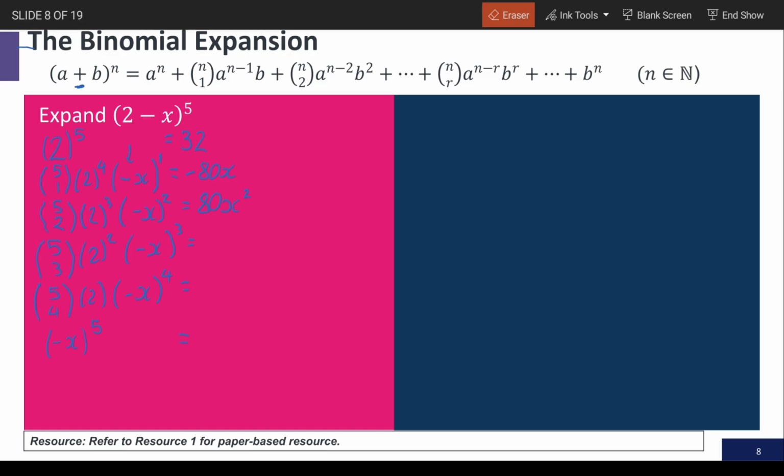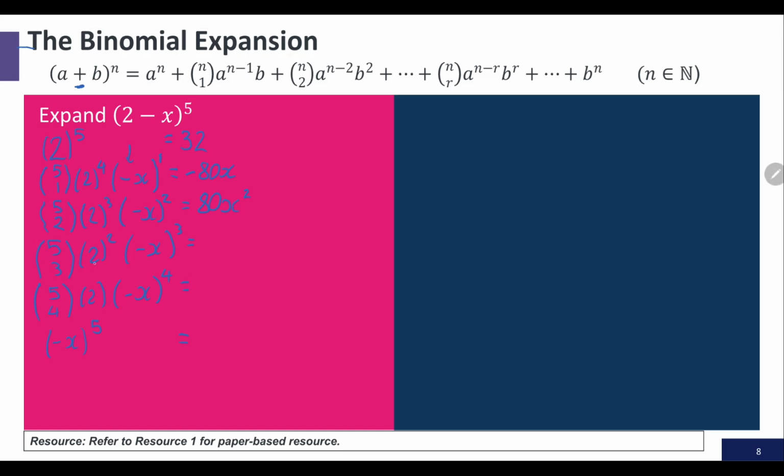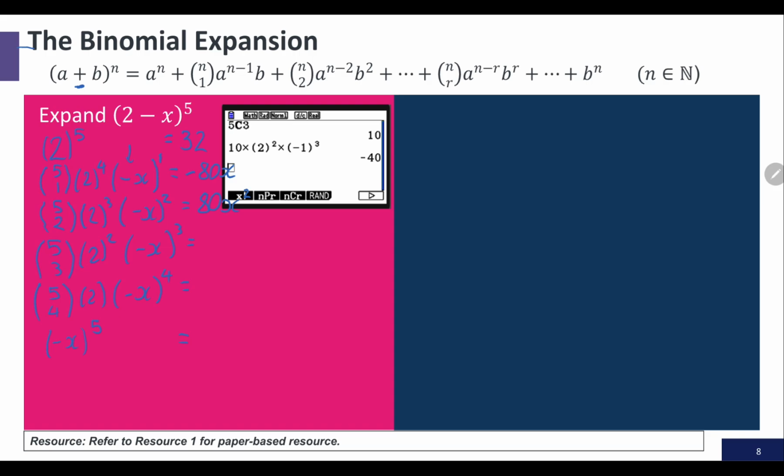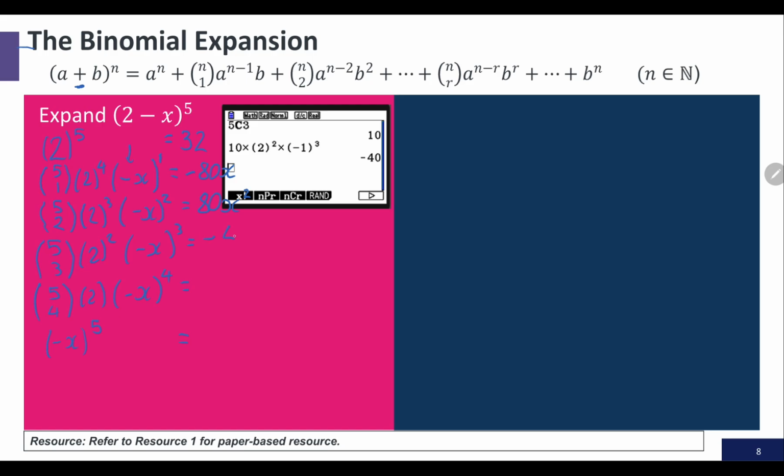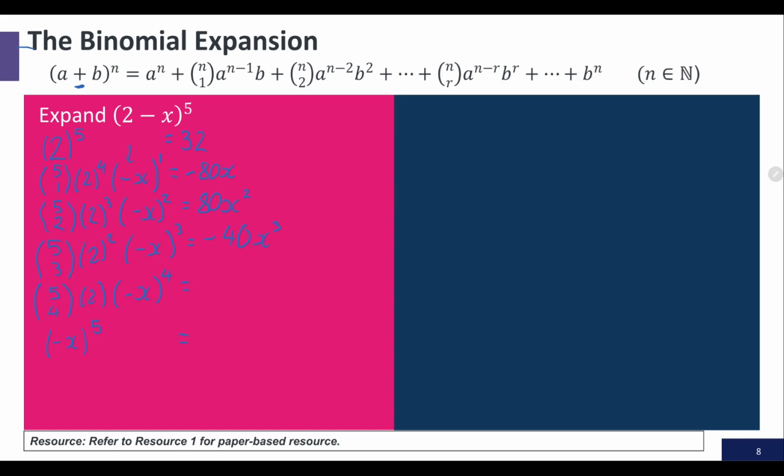Okay, so the next term is going to be 5 choose 3, multiplied by 2 squared, multiplied by minus 1 cubed. There it is. So 5 choose 3, which comes out as 10 again. And then I'm doing 10 multiplied by 2 squared, multiplied by minus 1, because it's minus 1 lot of x cubed, and make sure you use a bracket. That comes out as minus 40 x cubed.